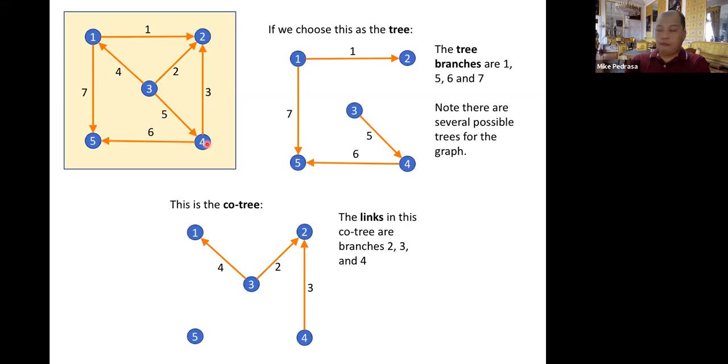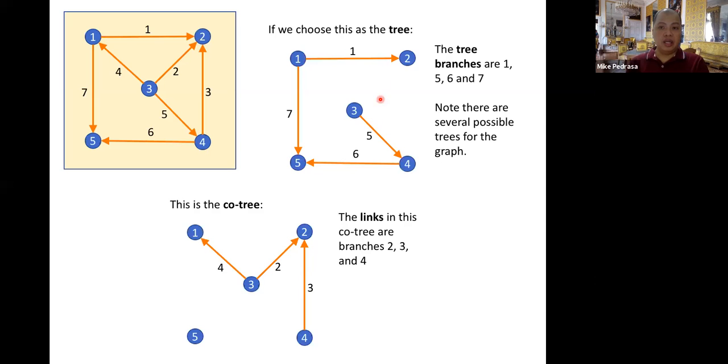Now, going back to the graph, if we remove the tree, what's left with us is called the co-tree. So if you put the tree and the co-tree together, what you will get is the entire graph. You choose a tree. If you remove the tree from the graph, you are left with a co-tree. The co-tree should contain all the other branches, all the branches that are not included in the original tree.